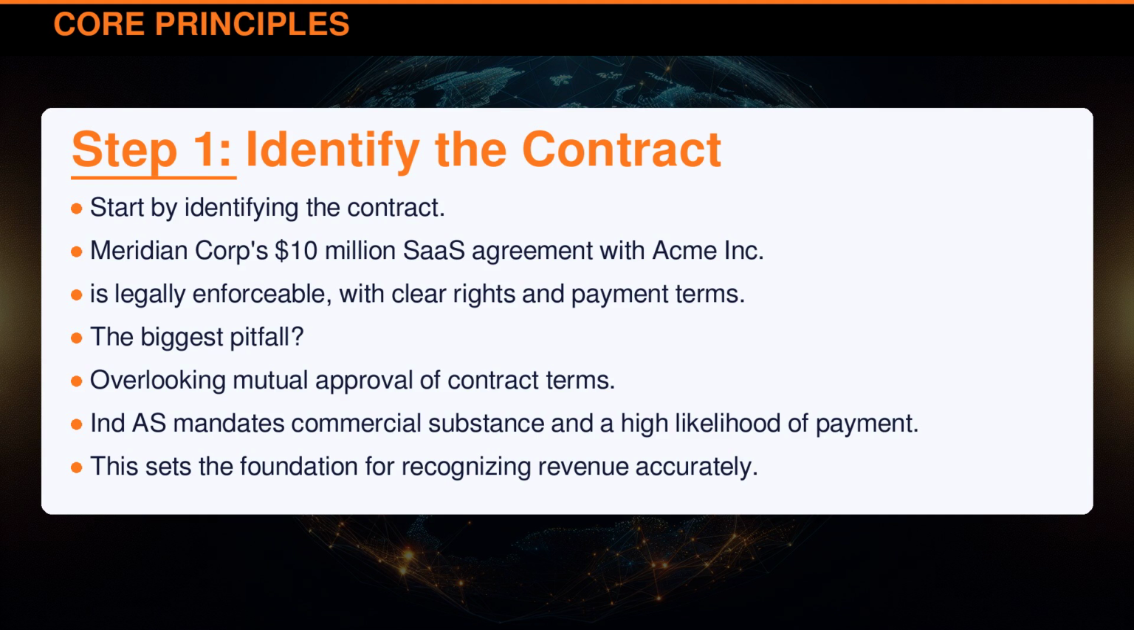Start by identifying the contract. Meridian Corporation's $10 million SaaS agreement with Acme Incorporated is legally enforceable, with clear rights and payment terms. The biggest pitfall? Overlooking mutual approval of contract terms. Indian accounting standard mandates commercial substance and a high likelihood of payment. This sets the foundation for recognizing revenue accurately.